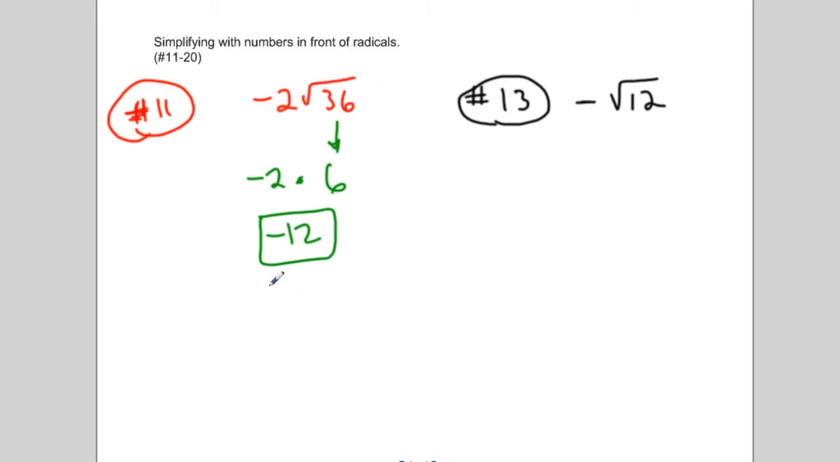Some people might not have recognized that, and so instead of doing 36, they broke it down, square root of 6, square root of 6. It's 2 of the same, makes a regular 6. There's no more ways to break that down, and you got that regular whole number right there.